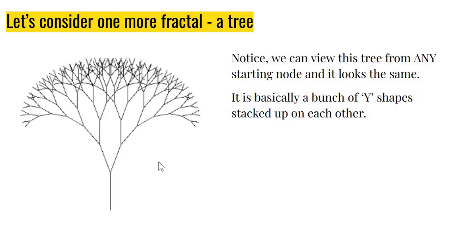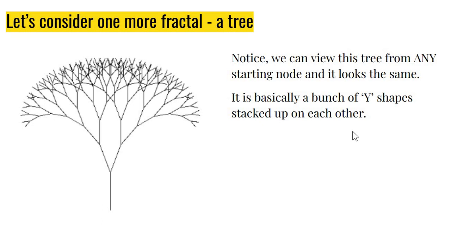Another way to think about this is that if I look at this tree, and I start seeing this tree, let's say from this node, I just look at this portion. Again, it looks like a tree. And if I start seeing from here, again, it looks like a tree. So no matter where I start looking at it from, it's a structure which is self-similar. And that's why this is a fractal. It's basically a bunch of Y shapes stacked onto each other.